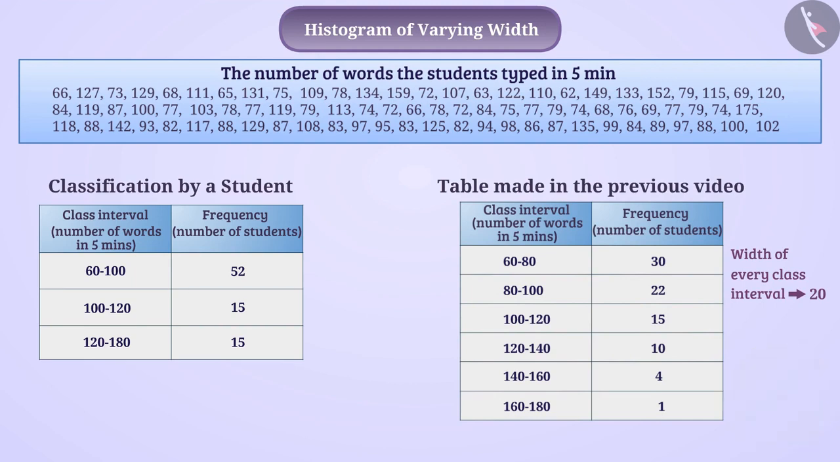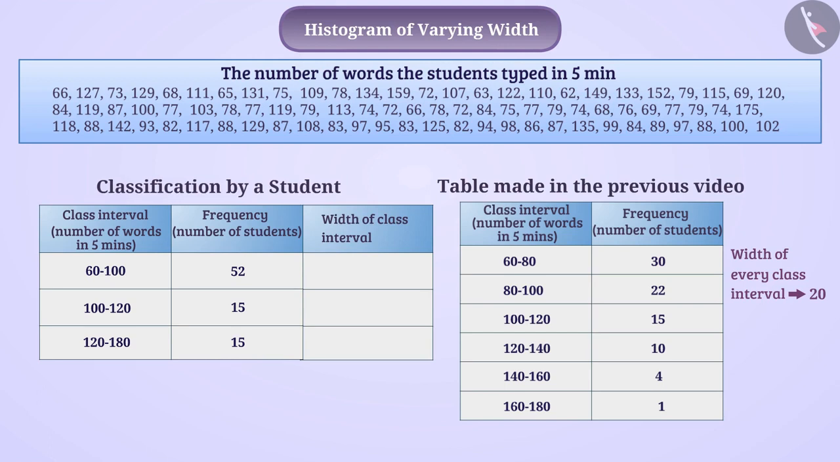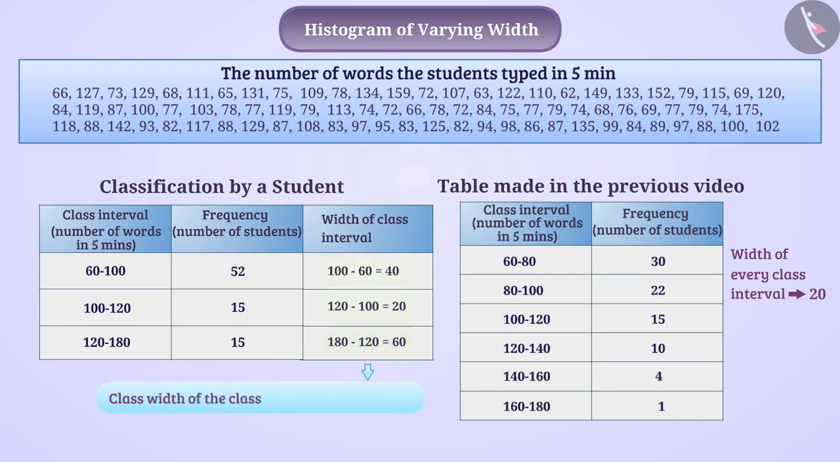No. Here we see that the class width of first class interval is 100 minus 60 is equal to 40. The class width of the second class interval is 120 minus 100 is equal to 20. And the class width of the third class interval is 180 minus 120 is equal to 60. Thus, the class widths of the class intervals are different in this frequency distribution table.